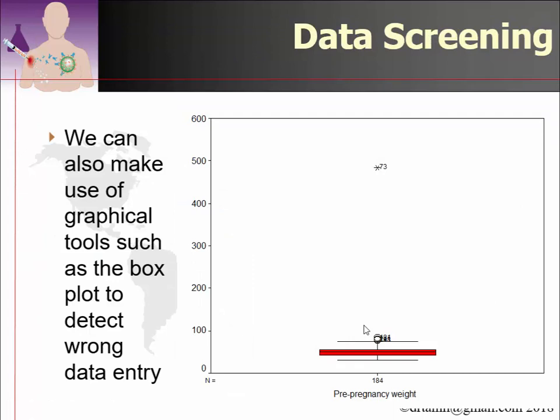So when you run your data screening, you can make use of graphical tools such as the box plot. Here you can see clearly we have a problem. All the data are beautiful, all below 100 kilogram, but we have one here, 484 kilogram. The data is record number 73. So for this record number 73, we have to go back and check: is the patient really 484 kilogram, or is she really only 48 kilogram?